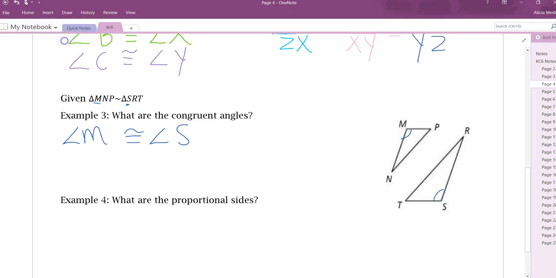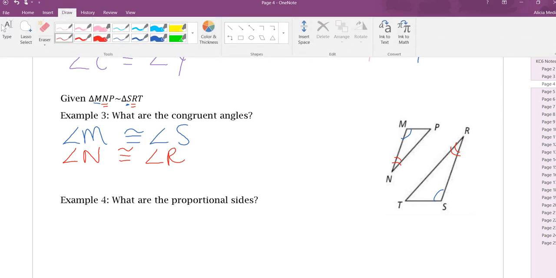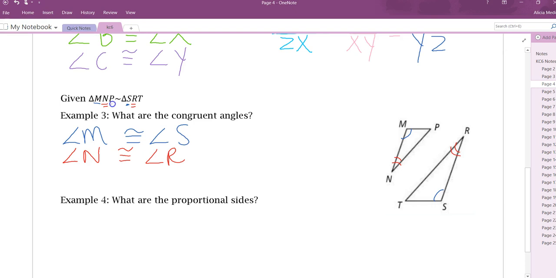All right, next color, go to the second. So that would be angle N is going to be congruent to that second letter, which would be angle R. So N and R. Last one here, sure, let's use pink. Would be P. So angle P is congruent to angle T. So P, 1, 2, 3, and T, 1, 2, 3. So those are all my congruent angles. What are the proportional sides?